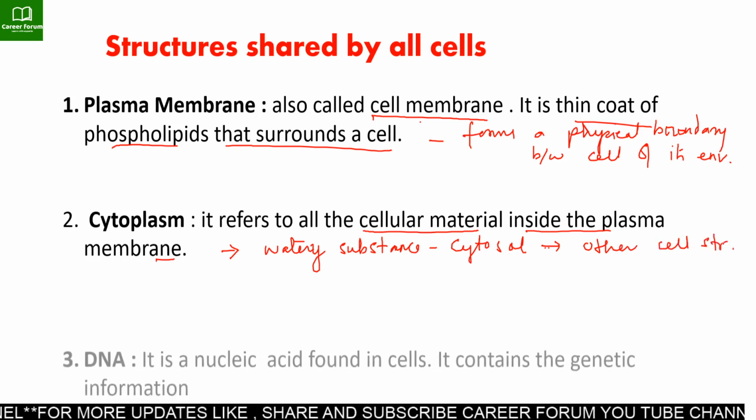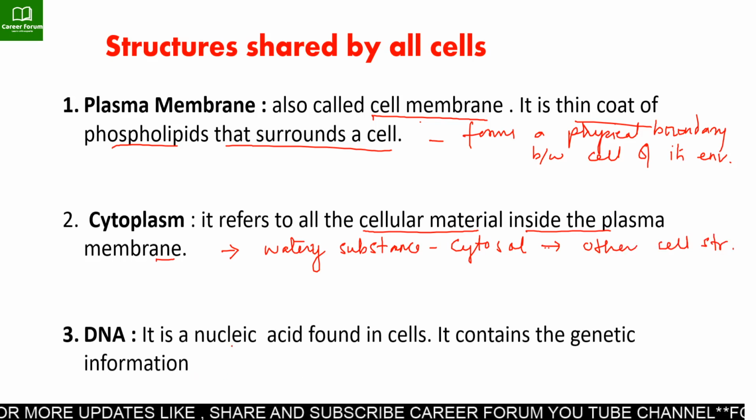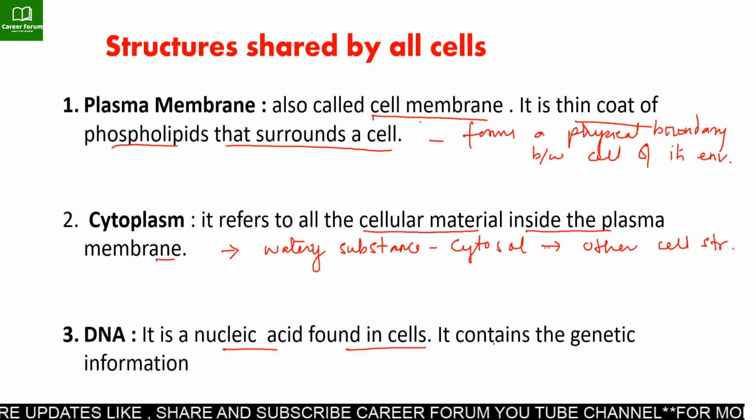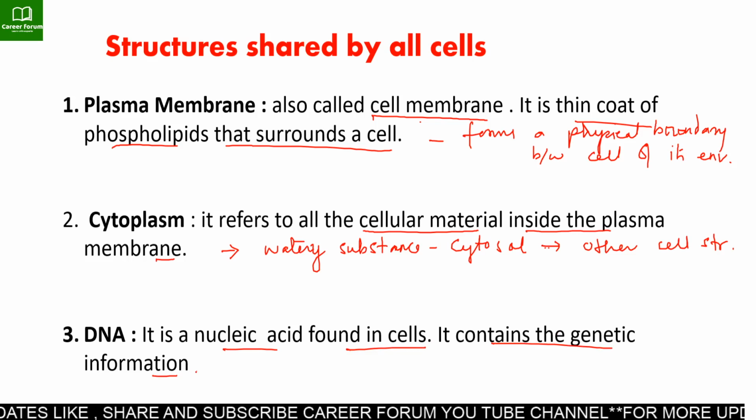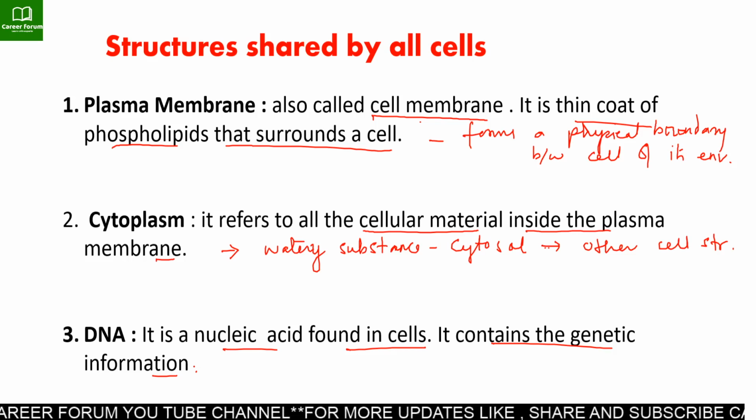So the next is DNA. It is a nucleic acid found in cells. It contains the genetic information, basically the nucleus part that has chromosomes which carries DNA, and these DNA are responsible for the transmission of traits from parents to offspring. They carry genetic information. Okay.